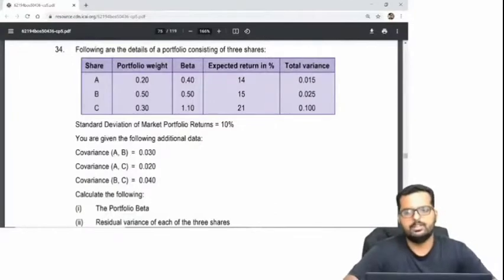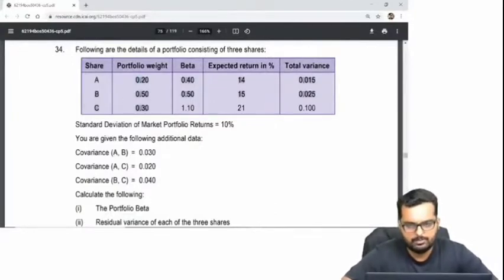Okay, here there are three securities A, B, C. Have they given the portfolio weight? Have they given the beta? They have given the expected return and also the total variance. From this, we can find out many things. For example, beta is given. Now they have given the standard deviation of the market.